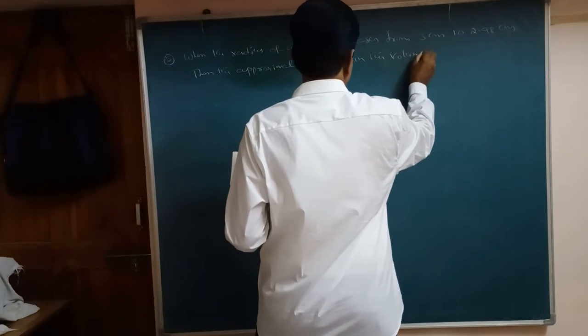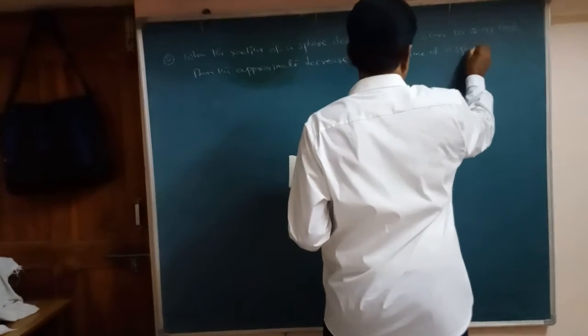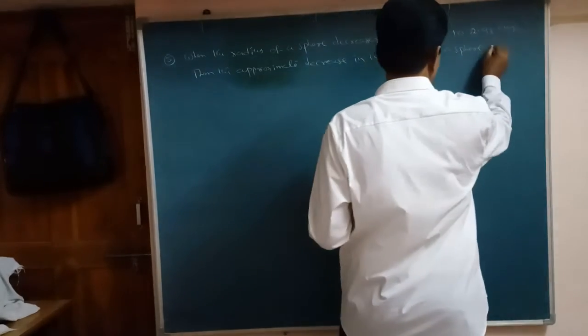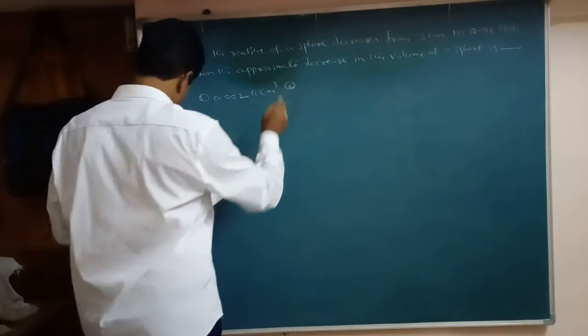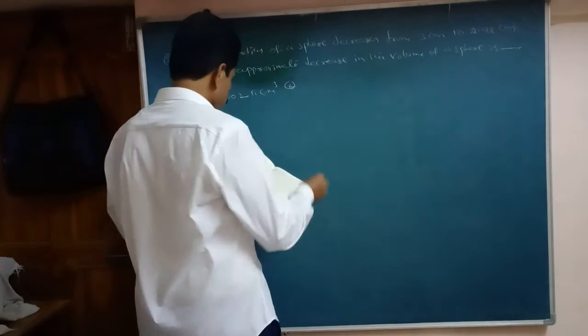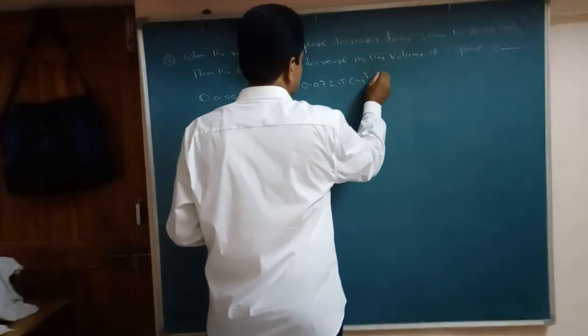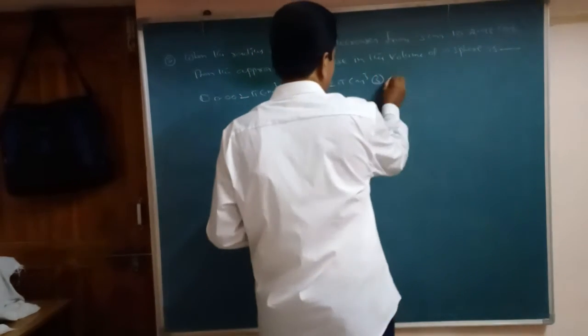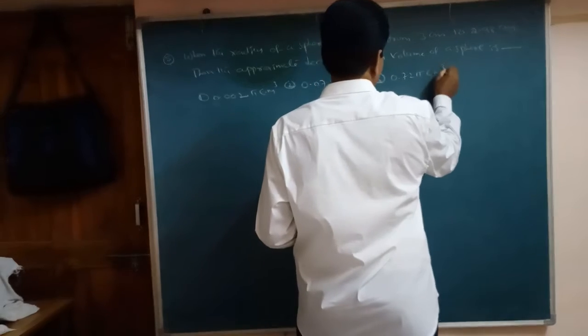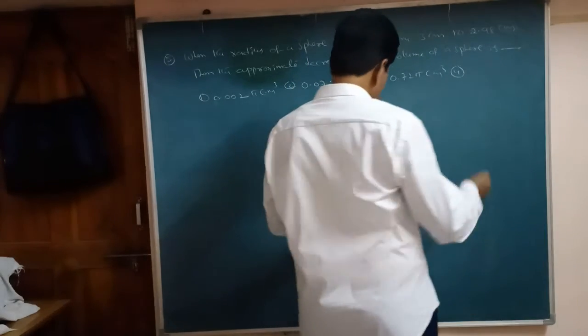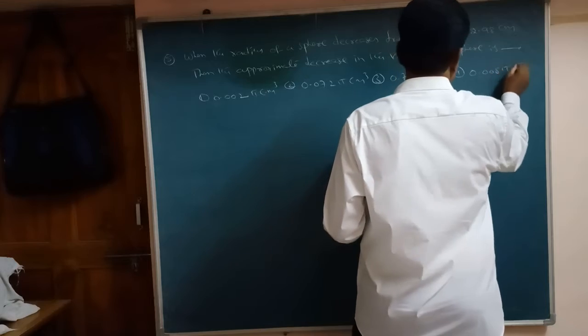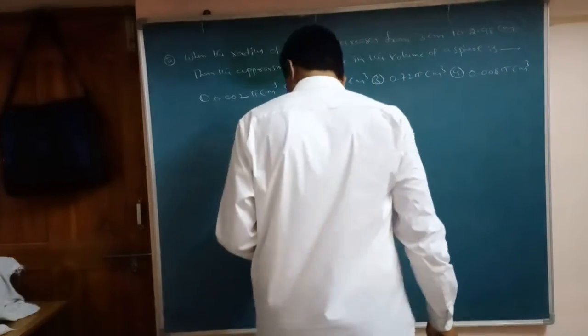in the volume of a sphere is, so first option 0.002 pi cubic centimeters, and second one 0.072 pi cubic centimeters, 0.72 pi cubic centimeters, 0.008 pi cubic centimeters here.